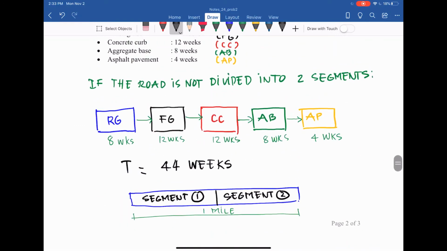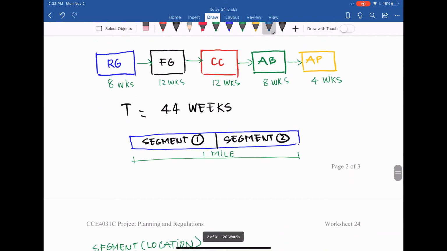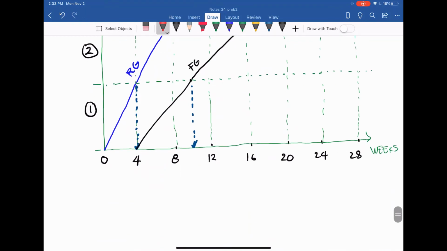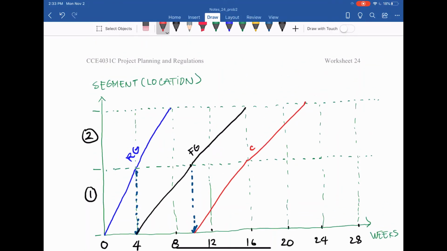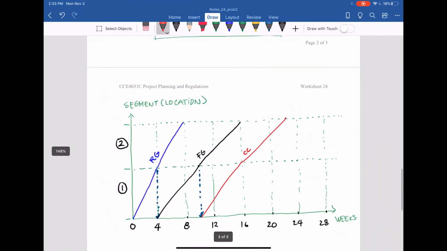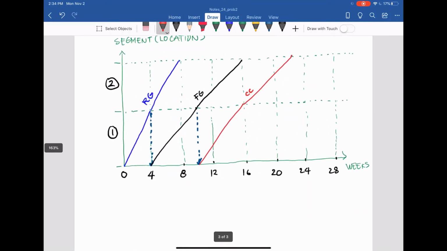And then similarly, we have concrete curb that is 12 weeks, similar 12 weeks. So after finishing the first segment of the finish grade, we can continue with the concrete curb, and each segment needs 6 weeks for the total 12 weeks. So with that one, we can start at week 10 for the first segment, it finishes at week 16, and the next segment number 2 finishes at week 22, and that we call concrete curb. And for the total 16 weeks. And the last two, aggregate base, that is 8 weeks. 8 weeks. So this is important that we need to consider.